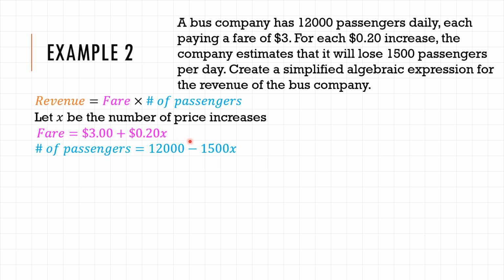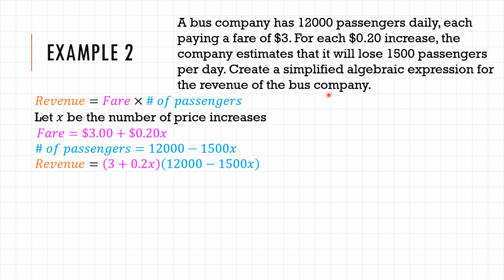But the number of passengers will change as well every time they increase the price. So the number of passengers will go down. So notice I have subtraction by 1,500. And that's for every price increase, for each one. So if I increase the price twice, then I will lose 3,000 customers. So I will have to subtract 3,000. So I'm going to take this pink part and replace fare with this expression, and I'm going to replace the number of passengers with this expression, and that is how I calculate revenue.